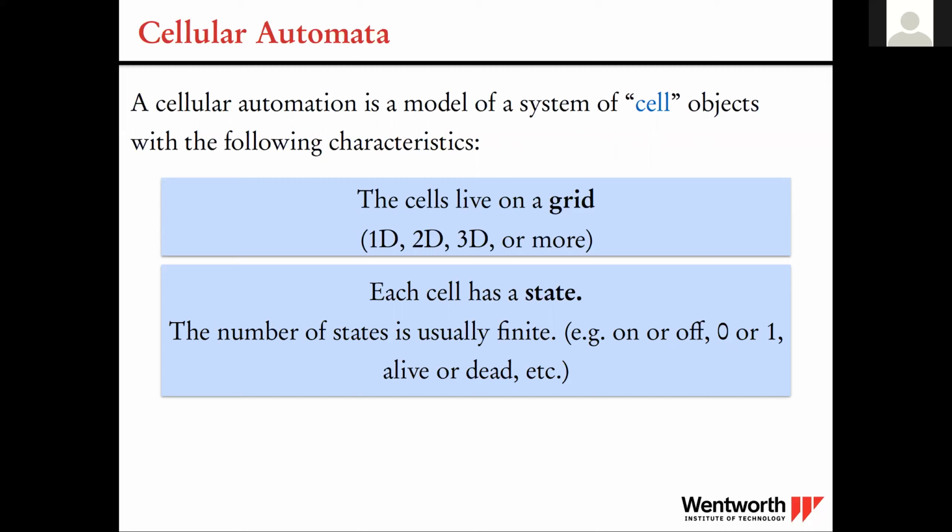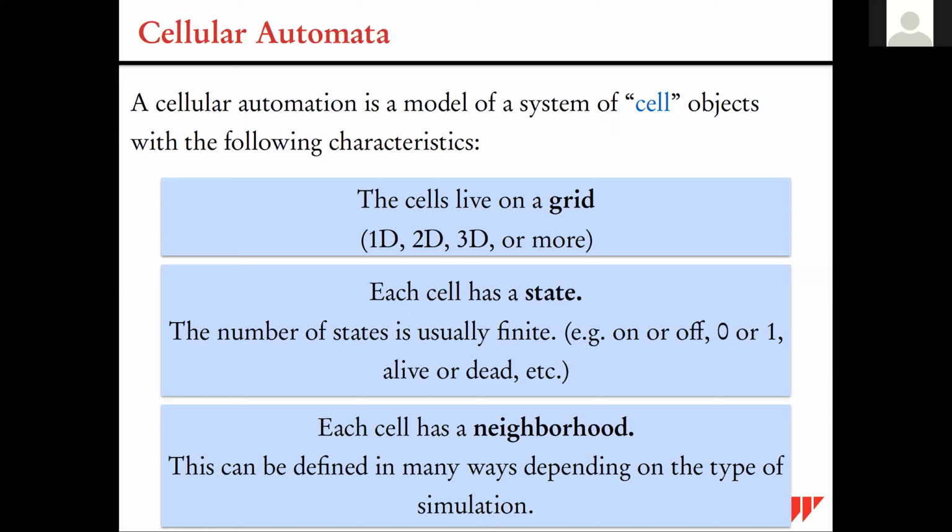Each cell also has a neighborhood. This is the region around each cell that changes the behavior. You can define the neighborhood in any way you want to. Some neighborhoods are more complicated, some are simpler. It just depends on the simulation you're actually trying to run.